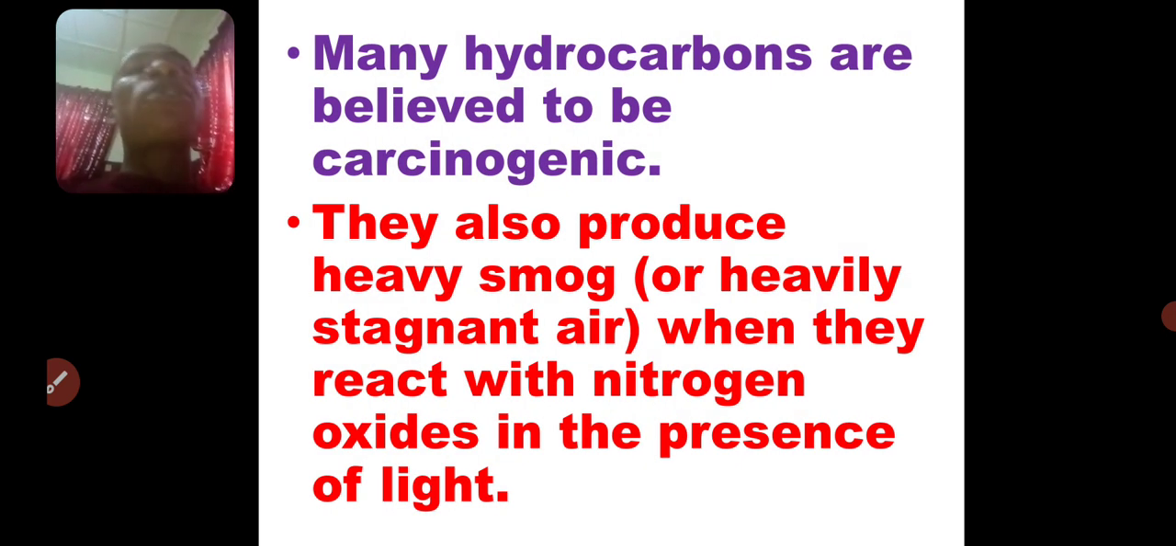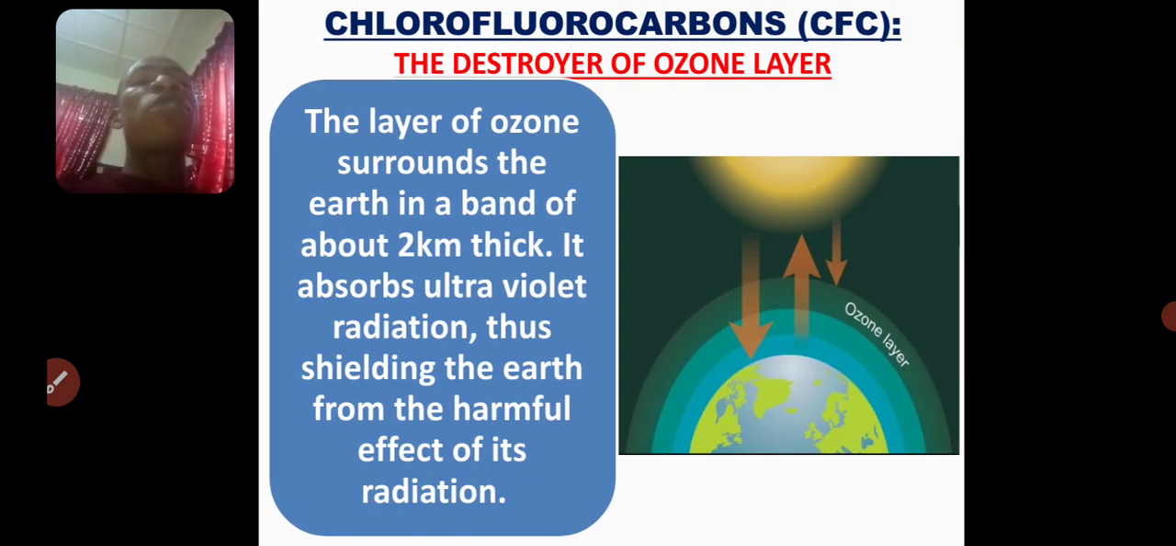Many hydrocarbons are carcinogenic. They cause cancer when they are present in your body for too long. They also produce heavy smog. Smog is stagnant air produced when hydrocarbons react with nitrogen oxides in the presence of light. This heavy smog can lead to headache and central nervous disorder when people are exposed to smog too much, and this is caused by hydrocarbons.